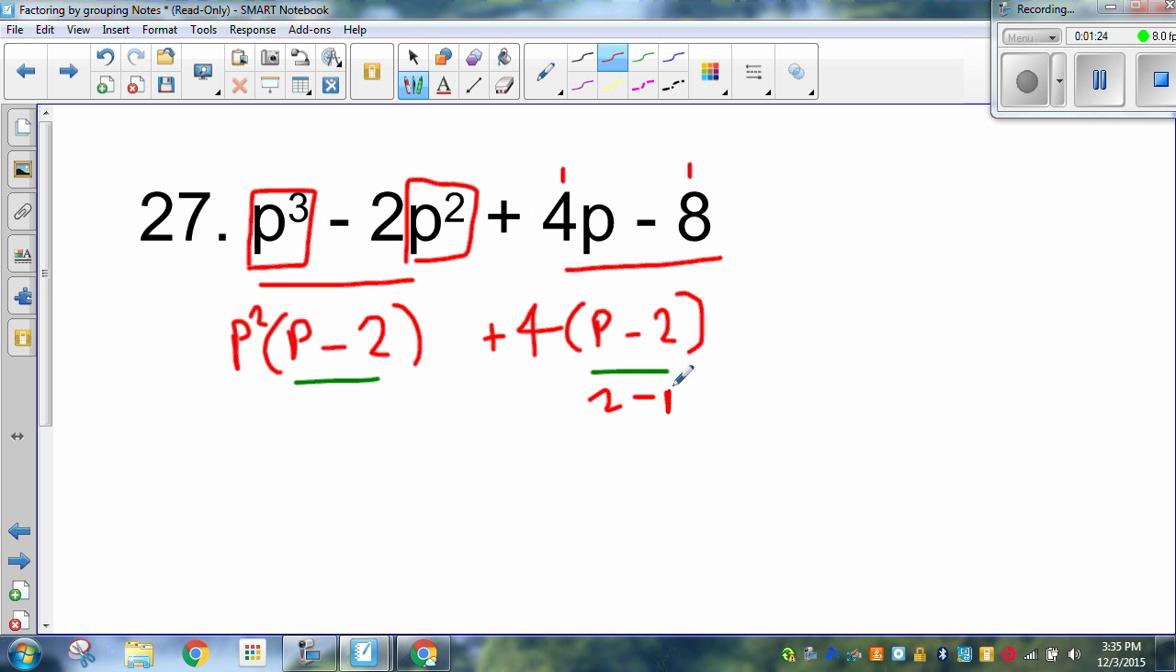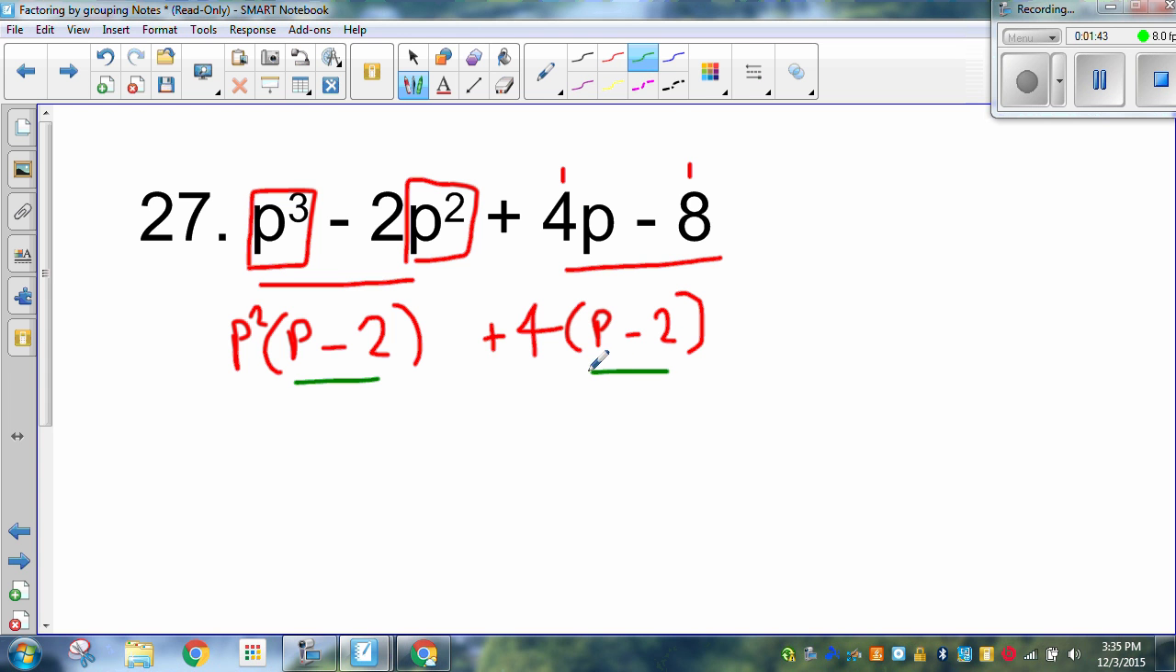And you know you've done the problem right if these two things are the same, or if they're inverses of each other. Like if this was p minus 2 and this was 2 minus p, you're still right. But if you get something that doesn't have a p and a 2 in one of these, then you know you've made a mistake, and you should go back through and just double check to make sure you found the true greatest common factor.